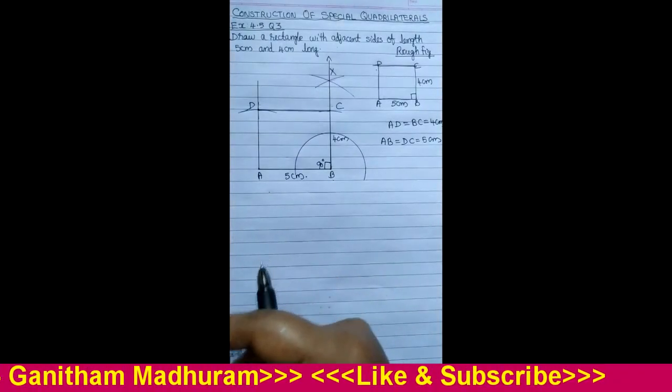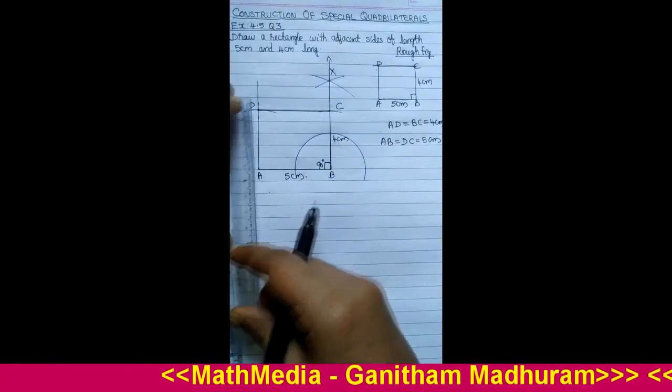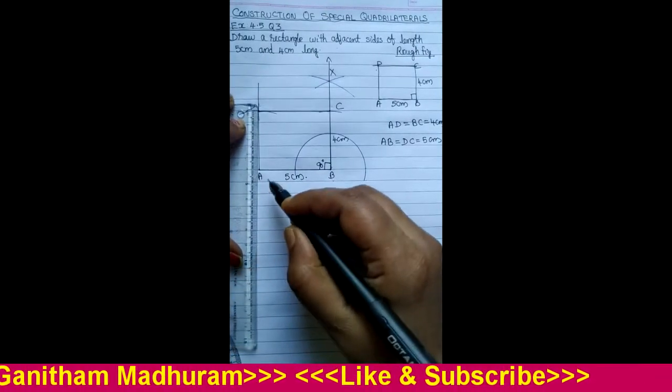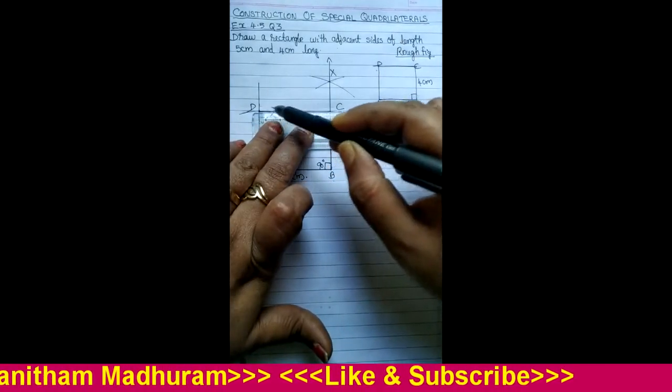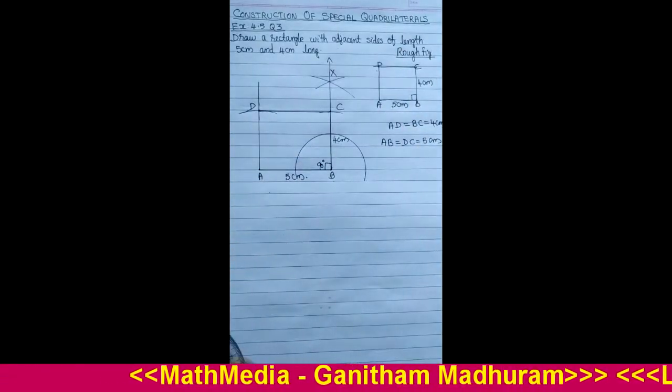Join CD. Now we can verify the measures by using a protractor and scale. This is 4 centimeter, that is AD, 4 centimeter. You can see AD is exactly 4 centimeter. Similarly DC, 5 centimeter. You can see the measure, it is exactly 5 centimeter. Now we can check. You know that all angles of a rectangle are 90 degrees. So you can check the measure of the angles.